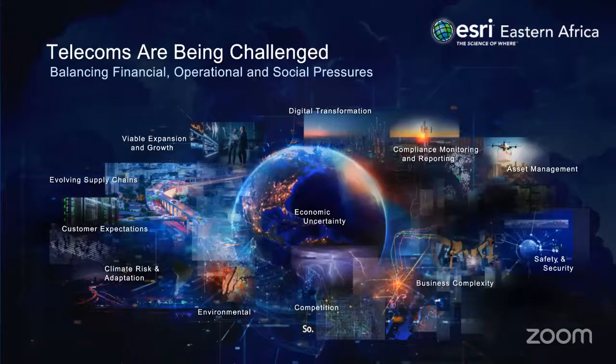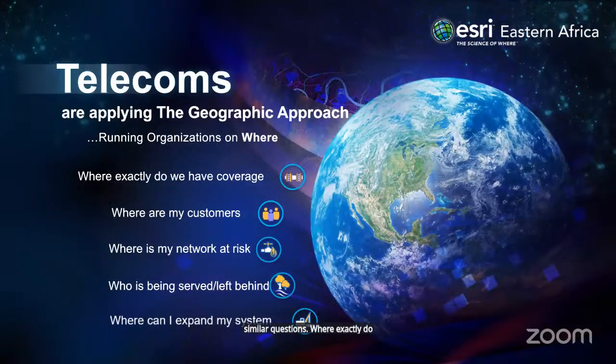So as we all know, mobile networks are now critical national infrastructure. They support communication, commerce, public services, and digital inclusion. As demand for mobile data continues to grow, operators and regulators alike face similar questions. Where exactly do we have coverage? Where are my customers? Where is my network at risk? Who am I serving and who is underserved? And how exactly can we really expand the network?